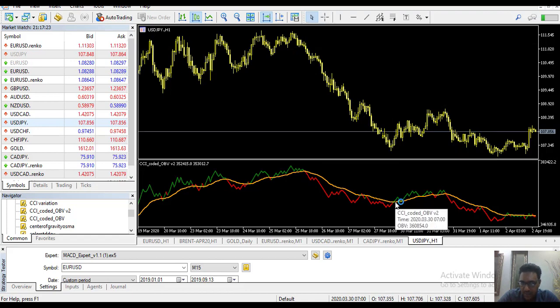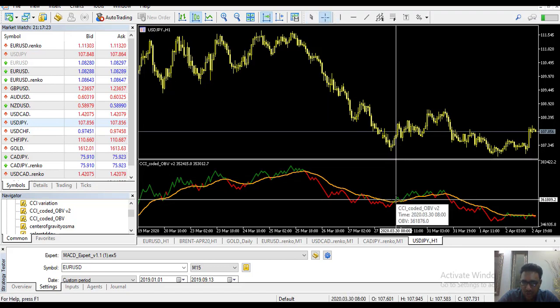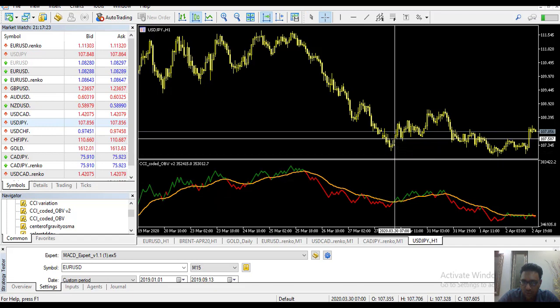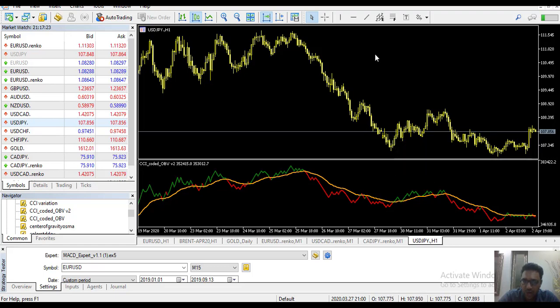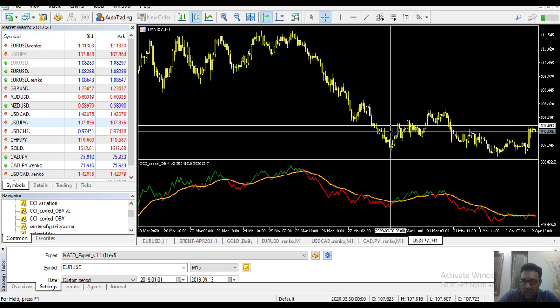So here's the green area. When it crossed up above this moving average, it broke out, and here you can have an entry. You can put your stop loss over here, and you can trade till the next resistance.